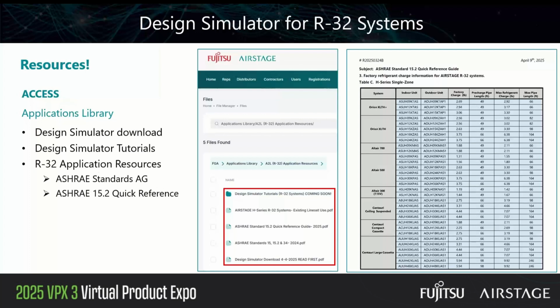And we have the ASHRAE 15.2 quick reference sheet. Internally, we call that the cheat sheet. This is what I alluded to at the beginning. That's got the Mmax, our max refrigerant charge, based upon our different dispersal area and heights. And this is also the same document that has the factory pre-charge amounts, as well as the max pipe length and the max total refrigerant charge.